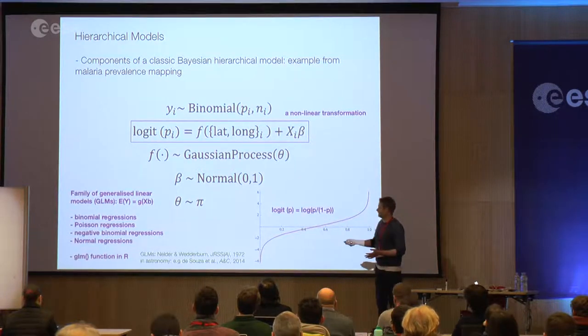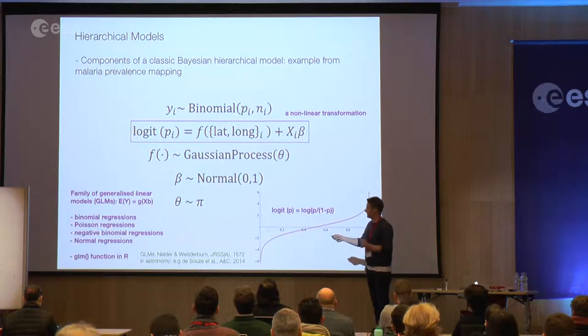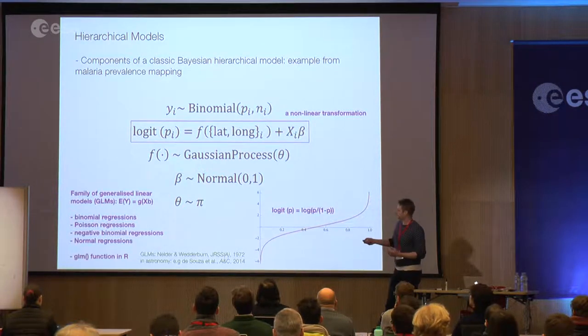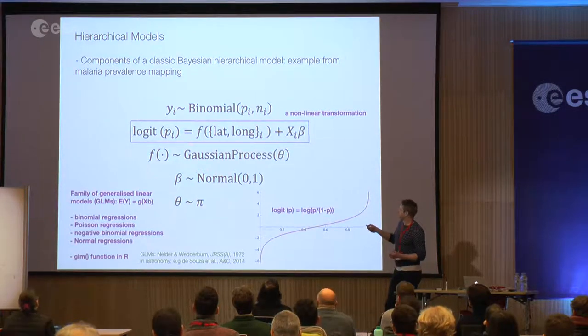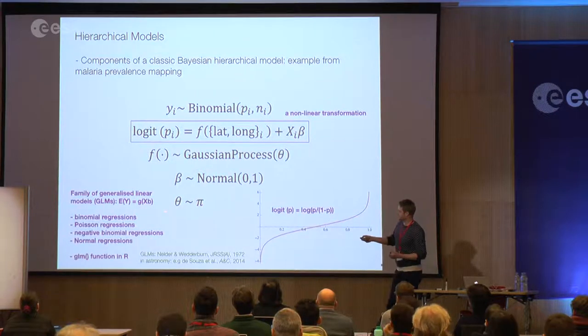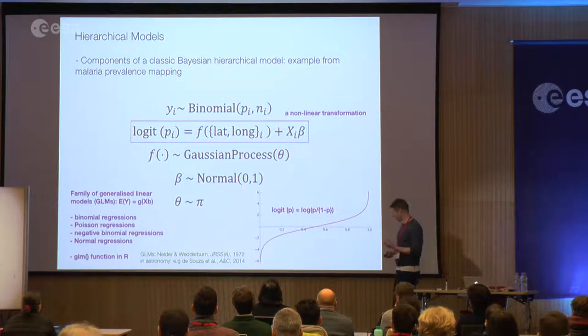As an aside, there's a family of models called generalized linear models, which describe all of these types of models based on not having the Gaussian process term, just ignoring that, and having only a set of linear predictors. So all models of this form come from the exponential family of likelihood distributions at the top. So cases where you have binomial data, Poisson data, or negative binomially distributed data, and also including just simple normally distributed data.